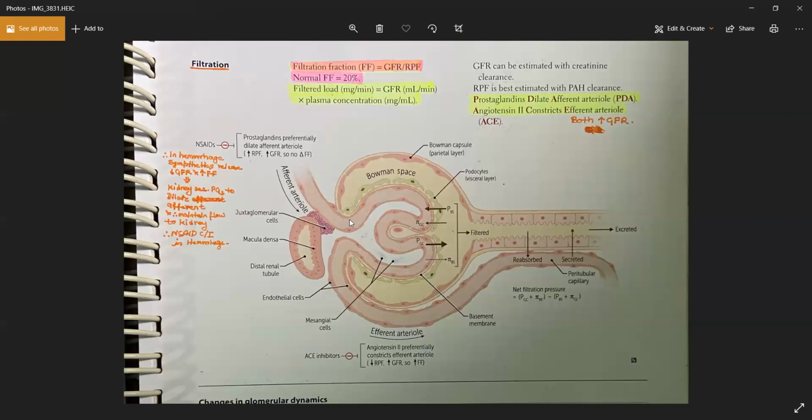So do know this fact: whenever you have a shock, the NSAIDs are always contraindicated because they can damage your kidneys by hypoxia. Then you have the efferent arterioles, and the main drugs that act on the efferent arterioles are the ACE inhibitors. Angiotensin 2 constricts the efferent arterioles. Whenever angiotensin 2 is present, it will constrict the efferent arteriole.